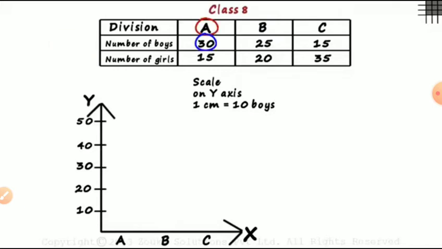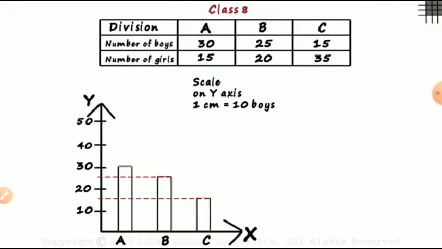Based on the scale, we draw a bar of length 3 centimeters for boys of division A. Similarly, we draw bars of lengths 2.5 and 1.5 centimeters for B and C. 2.5 centimeters represents 25 boys in division B and 1.5 centimeters represents 15 boys of division C.